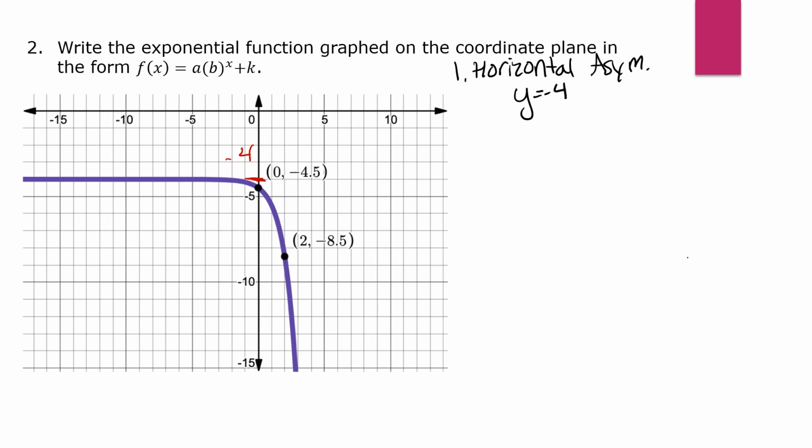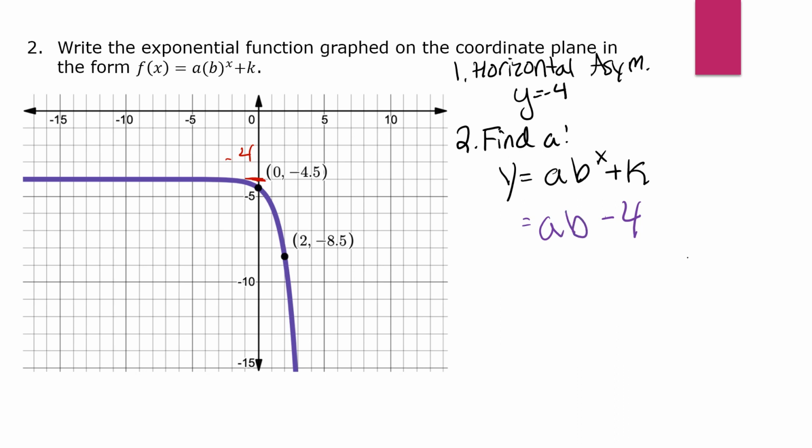All right, our second step is to figure out what a is. So second step, find our a value. We're using our formula y equals ab to the x plus k. So we know what k is now. K is negative 4, so I'm going to do minus 4 on the end. I don't know what a is. I don't know what b is.